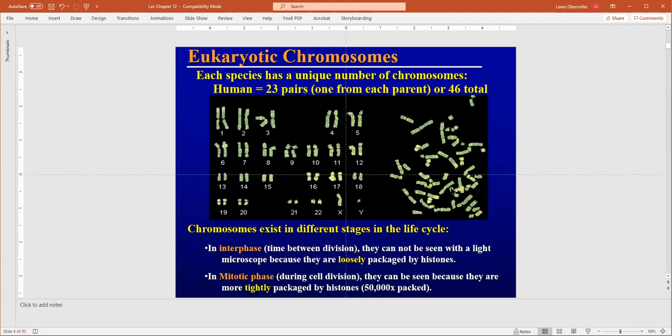So if we looked at a human, and we've talked about this before, you know that you have 23 pairs of chromosomes, 23 that you got from mom and 23 you got from dad. When scientists discovered these, they started numbering them, and they numbered them based on how long they were. So they don't look like this in the cell.